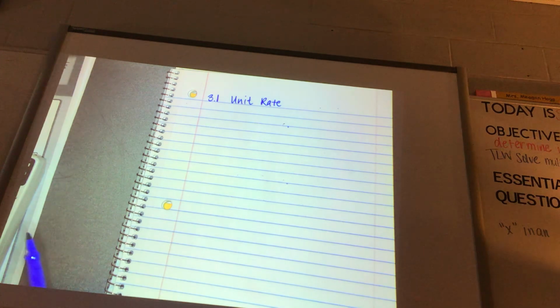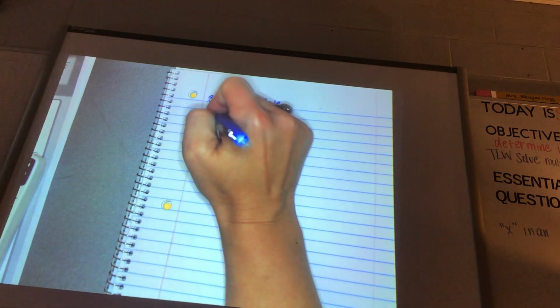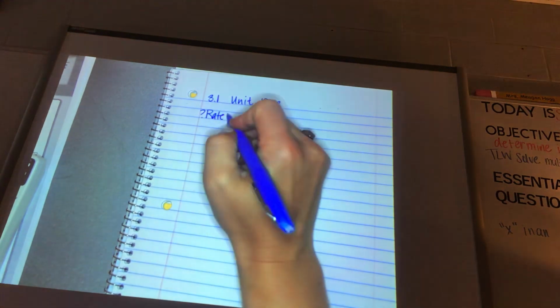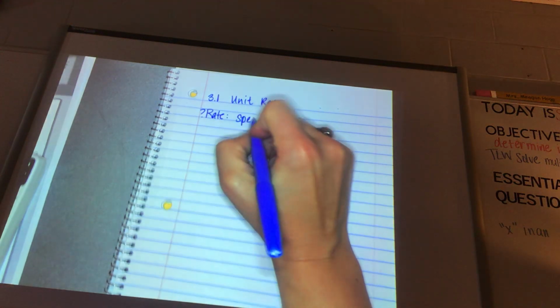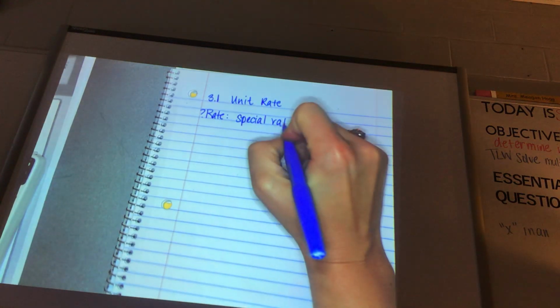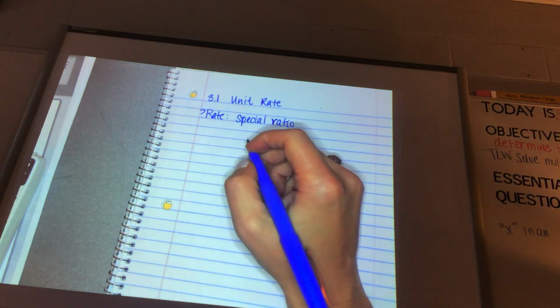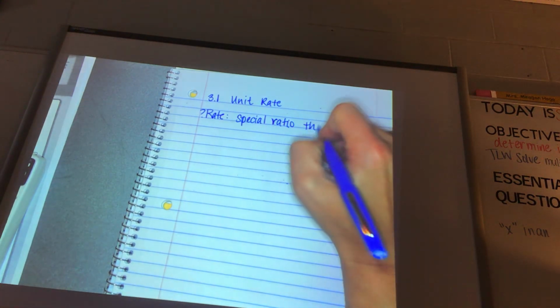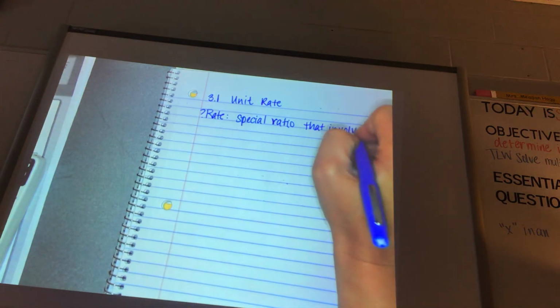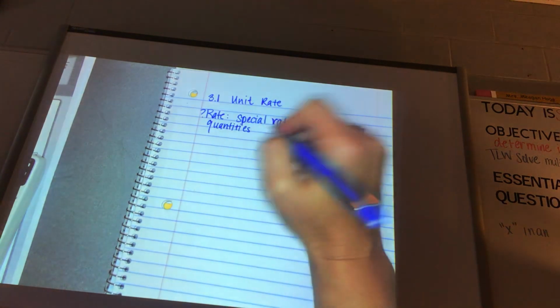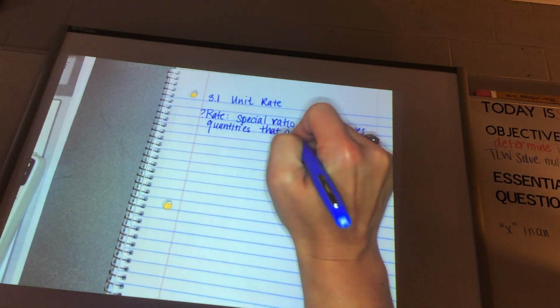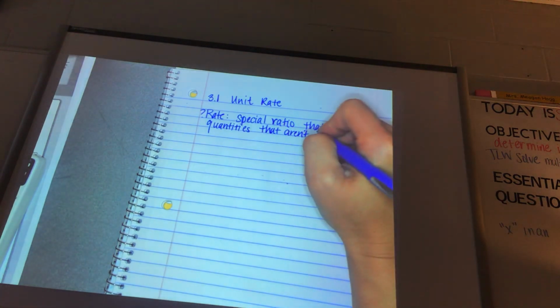But let's get started and let's talk about what is a rate. What is a rate? And why do we need to know about rates? Okay? A rate is just a special ratio that involves quantities that aren't measured the same way.